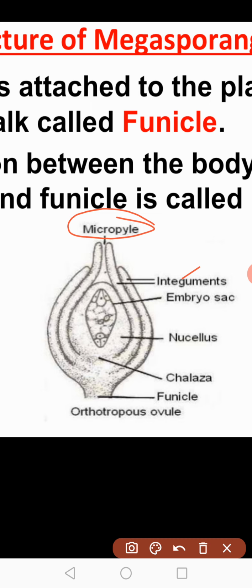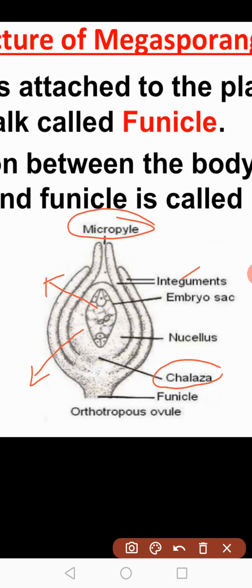Just opposite to the micropyle, the basal part of the ovule is present. That basal part is called the chalaza. And next to the integuments, a mass of cells is present called the nucellus. The cells of the nucellus contain plenty of reserve food materials. And in the nucellus there is an embryo sac. This is the embryo sac. And this embryo sac is also called the female gametophyte.